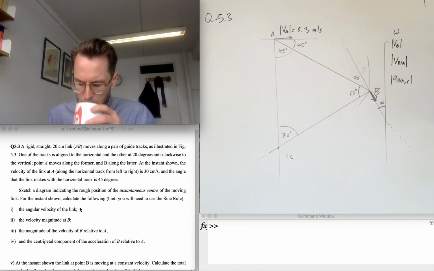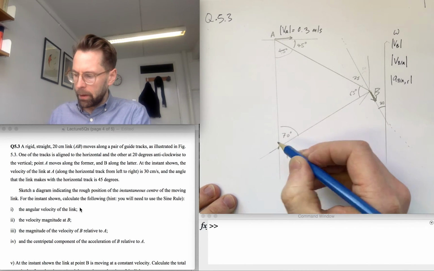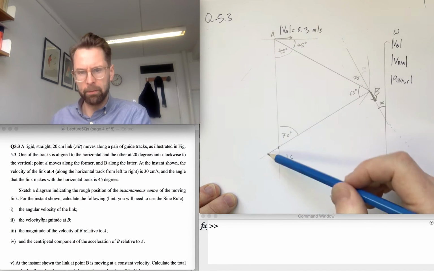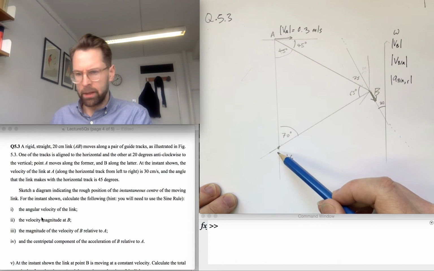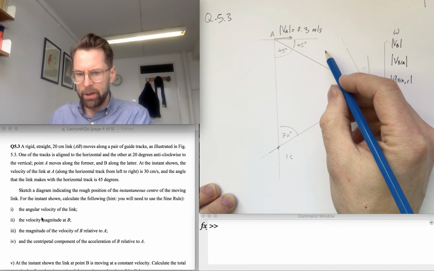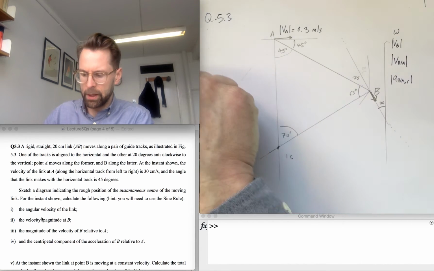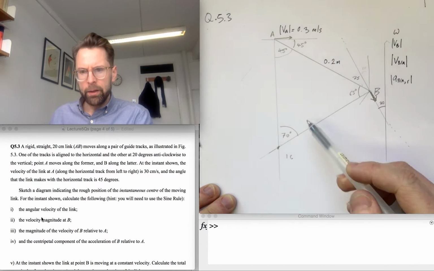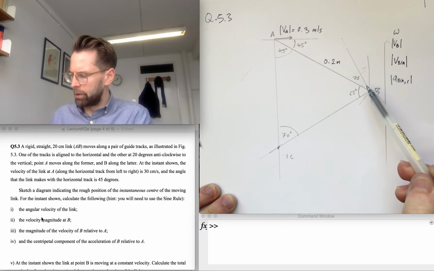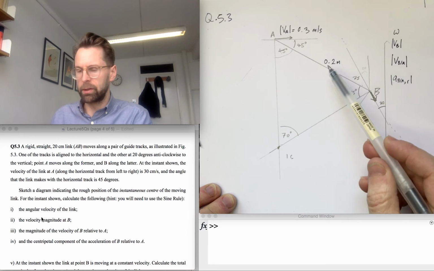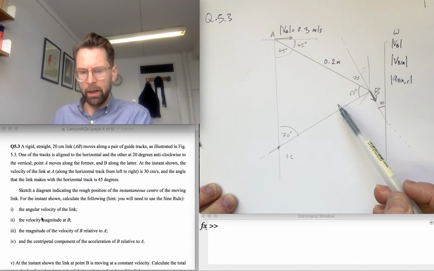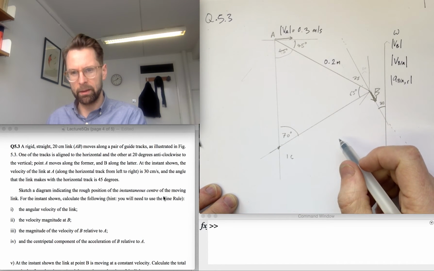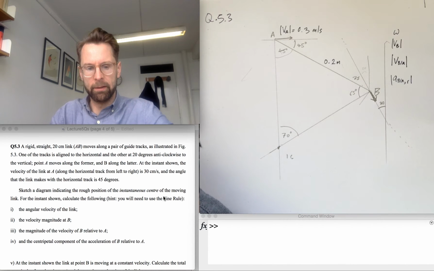So before we can do any of this, we need to find out what these lengths are. So we know roughly where the instantaneous centre is, but we need to know exactly. This length is 0.2. It says it's a 20 centimetre link in the question. So that's 0.2 metres. We've got the three angles of this triangle. It's not a right angled triangle, so we need to use the sine rule to work out what these lengths are. And it tells us in the question, hint, you'll need to use the sine rule, but still sort of a bit pointless. We're really not supposed to be testing trigonometry here.